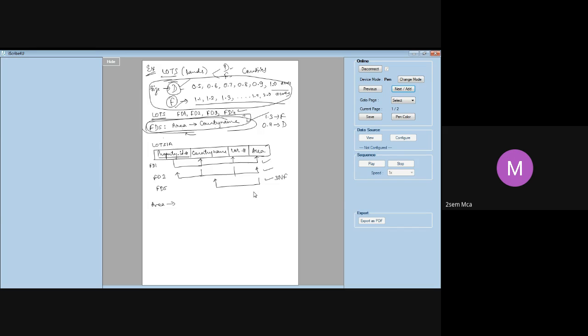Here, if you observe, I asked you all whether area determines country name is in 3NF or not. Can anyone answer me? Area determines country name. Is it in 3NF or not? Yes, ma'am. Why is it in 3NF?